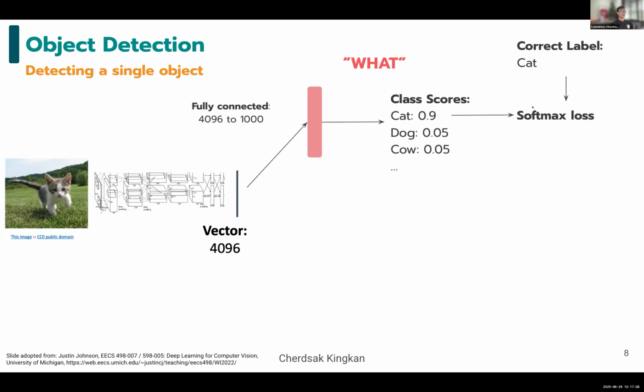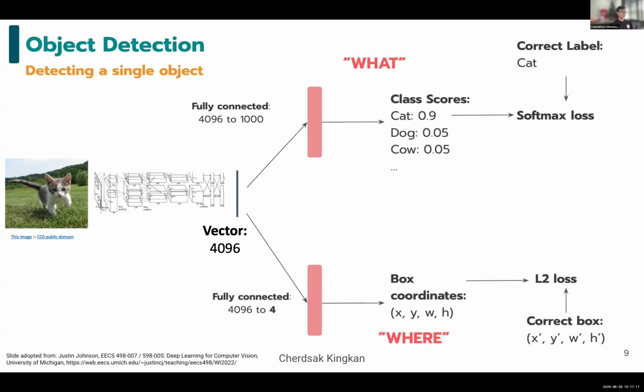All right. So we can measure the performance using softmax loss. Another thing that we need to do is find where the object is. So we find what, and we also need to find where. So we probably need another separate fully connected layer mapping from 4,000 dimensions to 4. That gives us the bounding box coordinates, that is X, Y, W, and H. So this gives us the location of the object within the image.